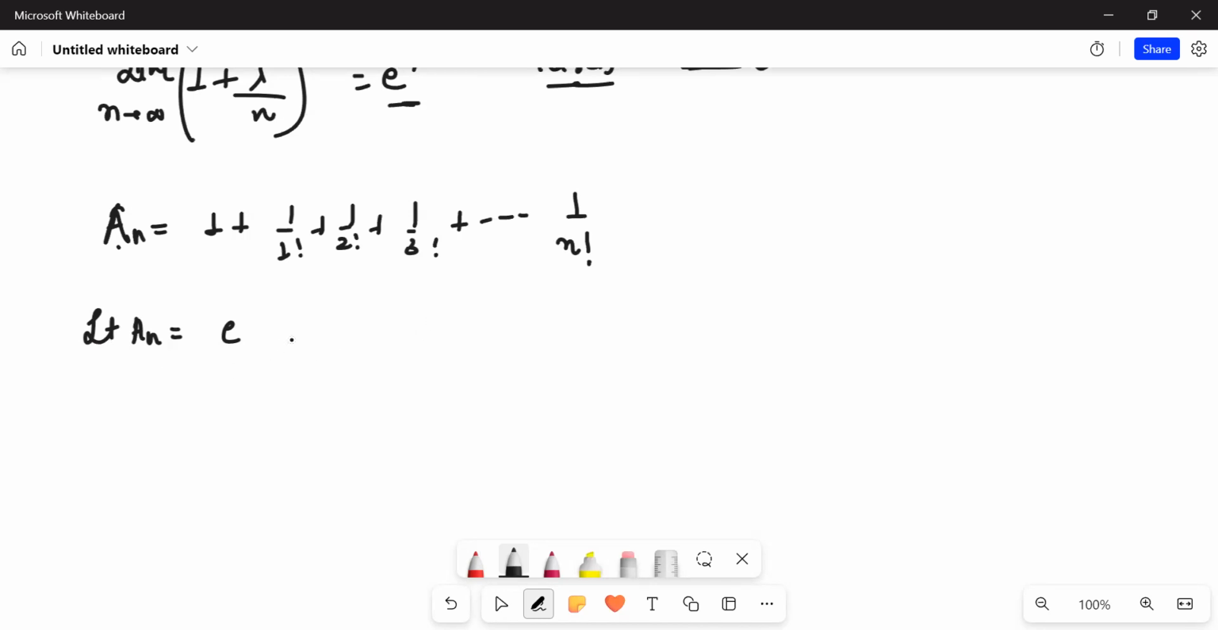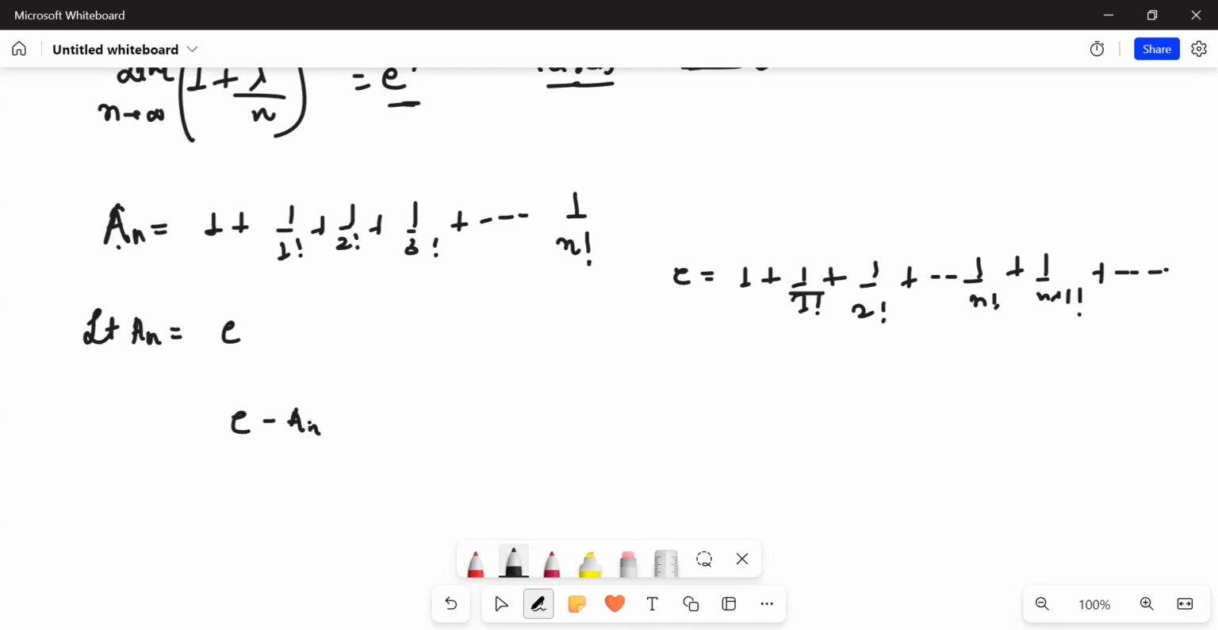However, what is e? If I just want to explain what e is, e is just this particular infinite series, which goes on. And what is an? This. So one of the important results that follows is that e minus an is obviously positive, because e is an infinite sum, an is a finite sum, and all these terms are positive. So e minus an is indeed positive, but it is also bounded on the other side by 1 upon n times n factorial. This is a very important result.